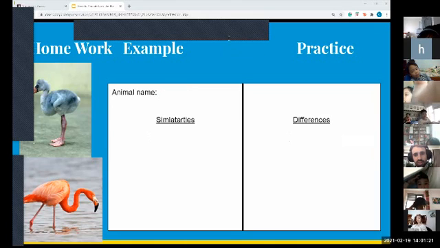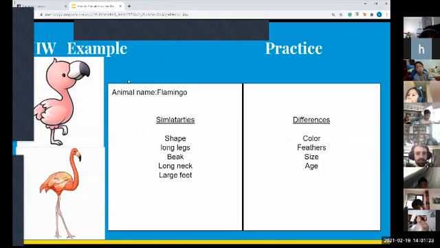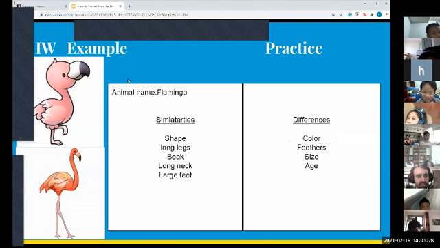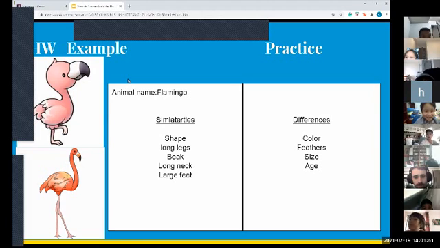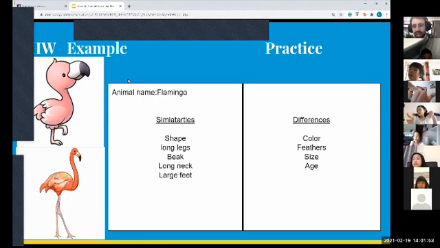So let me show you a finished example, and then we will be done for today. So this is my example of your homework. I drew a baby flamingo, an adult flamingo, and then I gave some similarities and differences. This is what your homework should look like. You guys have Friday night, Saturday night, and Sunday night to get this done. So I expect everyone's drawings to be colored and beautiful. And then give me a list of the similarities and differences.